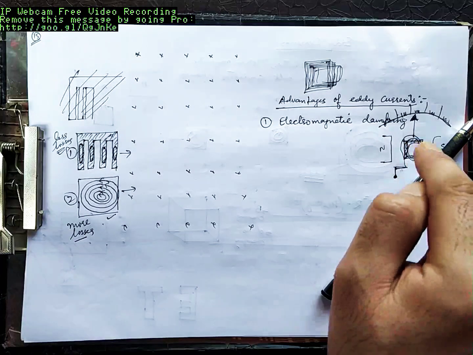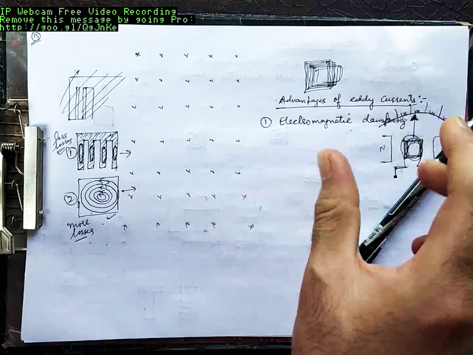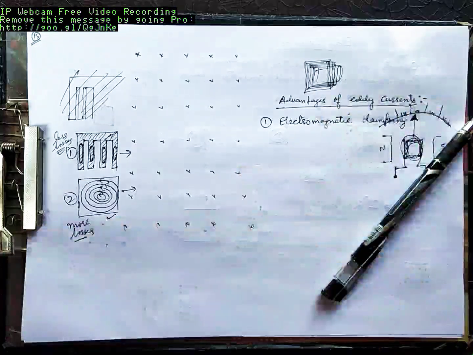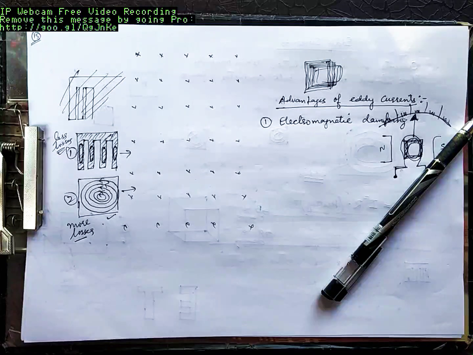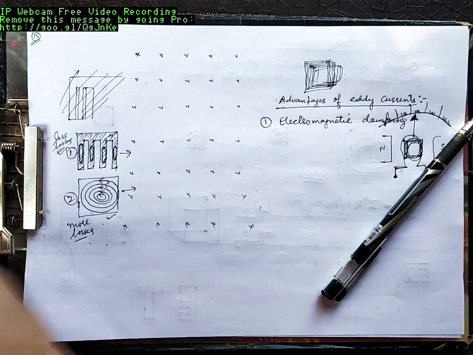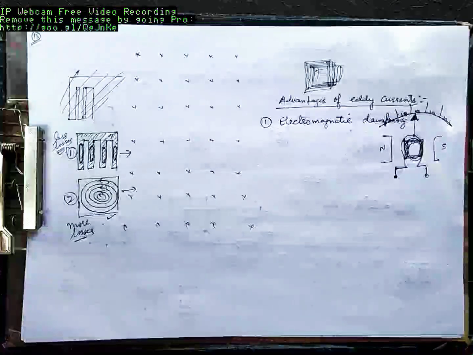Because of the induced eddy currents, it will try to dampen it. It will try to stop it. Why? Because of the eddy currents, flux will be such that it will oppose the cause. So it will try to stop this. This is one of the uses of eddy currents.